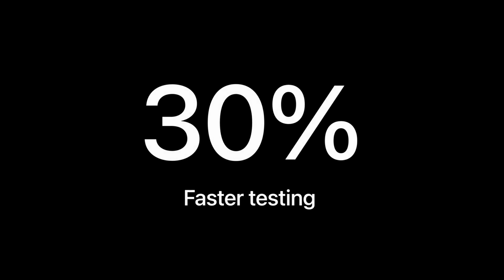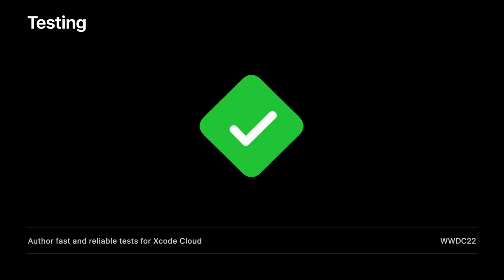Parallel testing in Xcode has been a great way to run your tests faster. In Xcode 14, it's even better. We use the same techniques to improve build performance that I just showed you. Xcode 14 eliminates scheduling dependencies between targets and task classes to increase parallelism during testing even more. If you have long-running tests in different task classes and targets, this feature could improve your test execution time by up to 30%. To learn about how to improve test speed and reliability, please check out "Author Fast and Reliable Tests for Xcode Cloud."